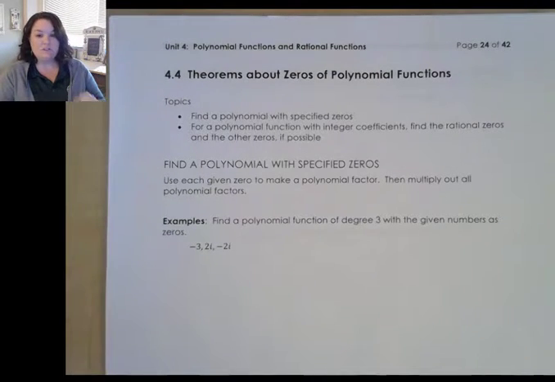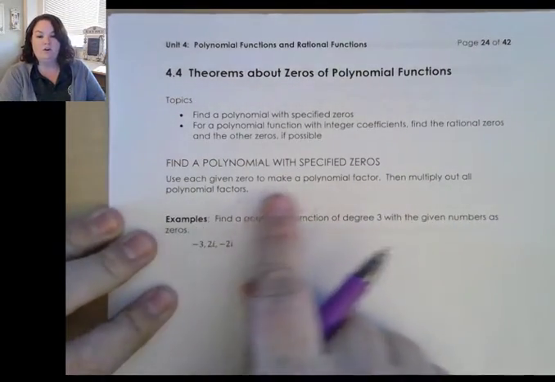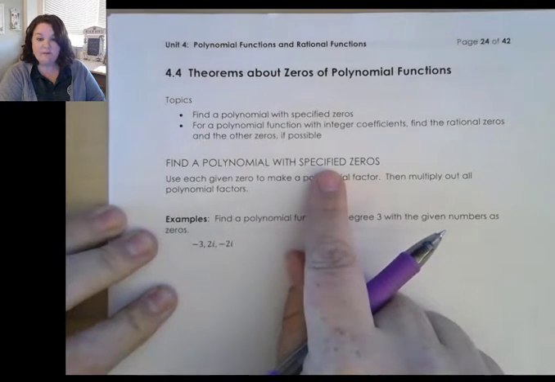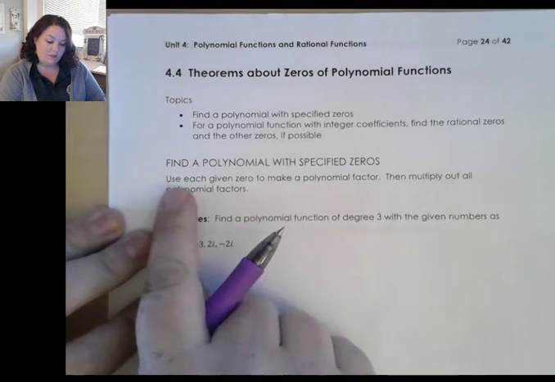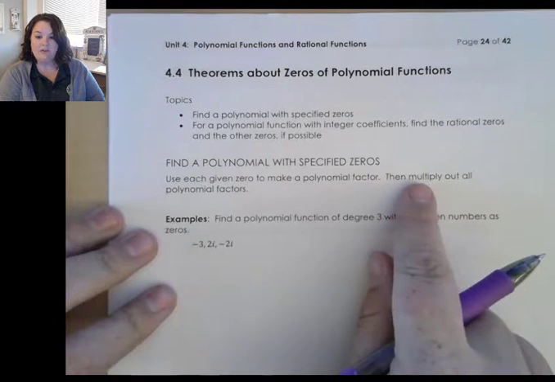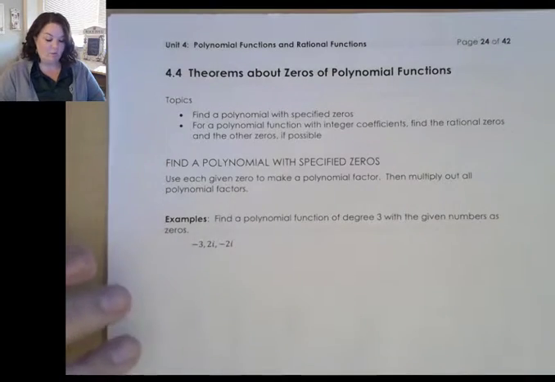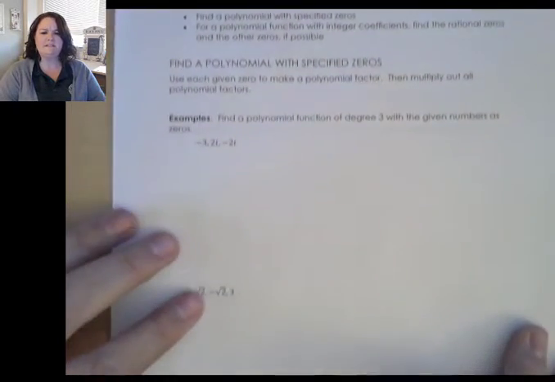Okay, so first we're going to start with building it up. In order to find a polynomial given specific zeros, we're going to use each zero to make a factor. And then we're just going to multiply out all of those factors to figure out what the original polynomial was. So let's look at some examples.